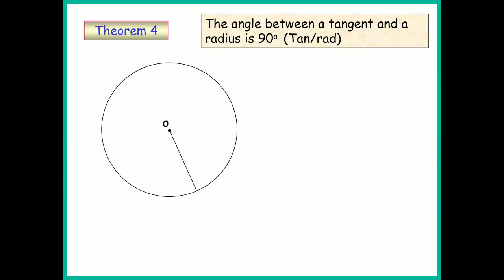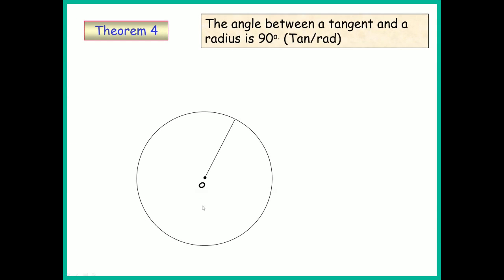Theorem 4. The angle between a tangent and a radius is 90 degrees, called tan-rad for tangent-radius. So if we draw in a tangent there, remember that's the line that only touches the outside of a circle at one point, and we draw a line from that point to the center, that's going to be the radius, the angle in there is 90 degrees. So let's see how this works. Could draw it like that, could draw a tangent that side. If it looked like that, that would be 90 degrees.